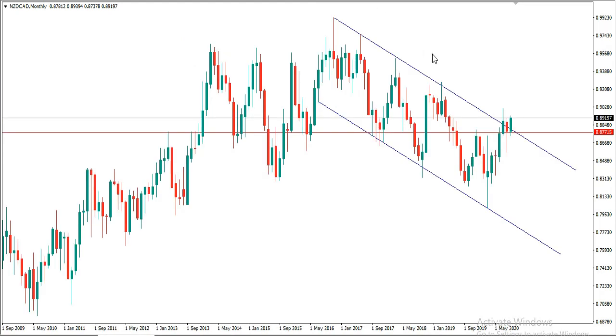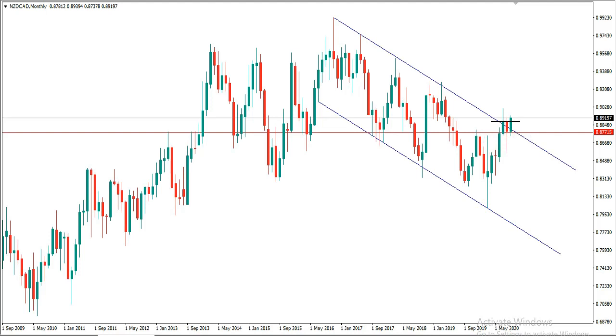But we can see what happened last month. The candle actually rejected this double bottom neckline right here and remained above the 87.71 level of support. However, it remained below the descending channel, so we were not interested in this trade, and we just wanted to see how the price will react to this area.